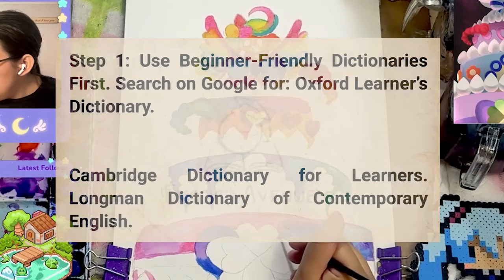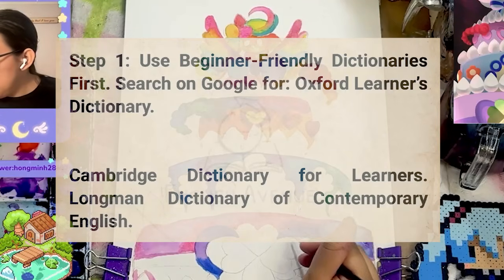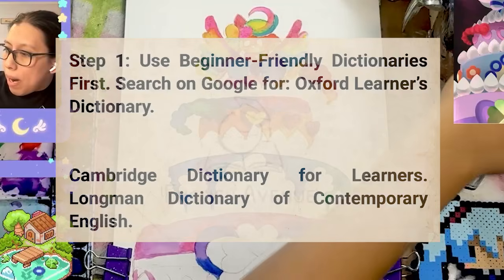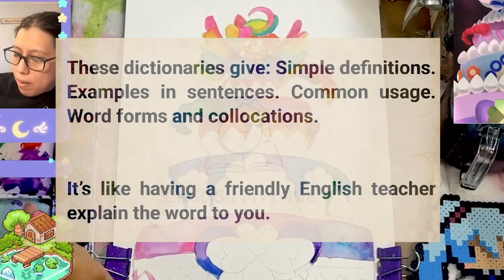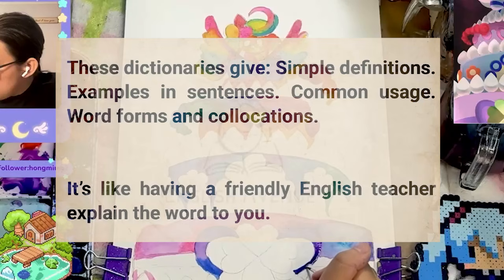Step 1. Use beginner-friendly dictionaries first. Search on Google for Oxford Learner's Dictionary, Cambridge Dictionary for Learners, Longman Dictionary of Contemporary English. These dictionaries give simple definitions, examples in sentences, common usage, word forms, and collocations. It's like having a friendly English teacher explain the word to you.